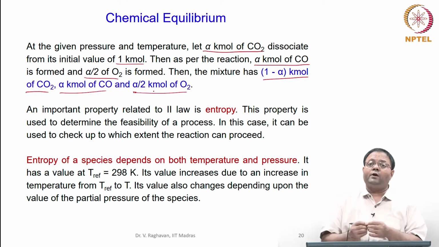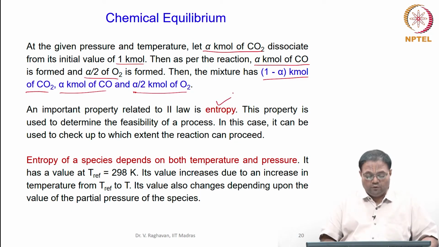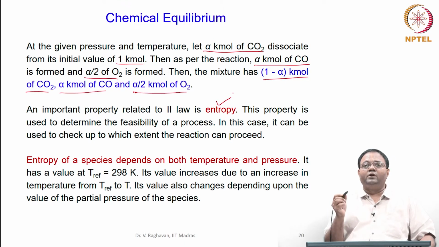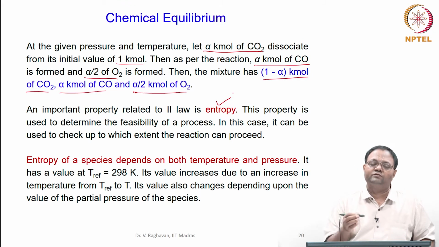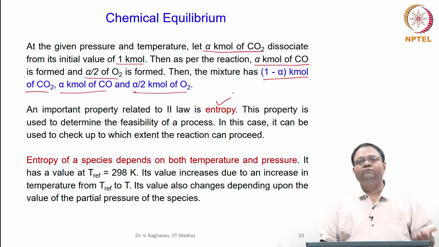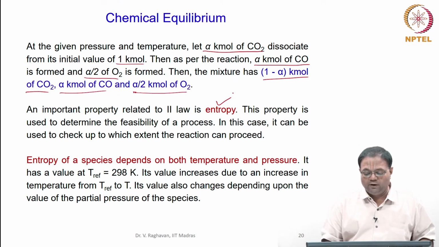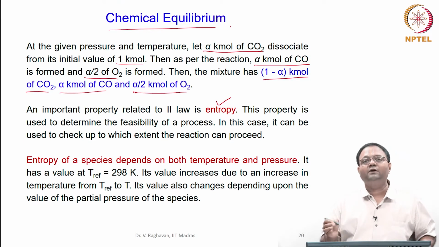Now an important property which is derived using the second law is the entropy. Entropy basically will tell about the feasibility of a process, whether the process can occur or not, and the direction of the process, direction of flow, and several things. It is very useful for calculating irreversibility, etc. So entropy is a very important property. In this case, we are going to use entropy to derive a few more properties which are going to be helpful for us in determining the chemical equilibrium.